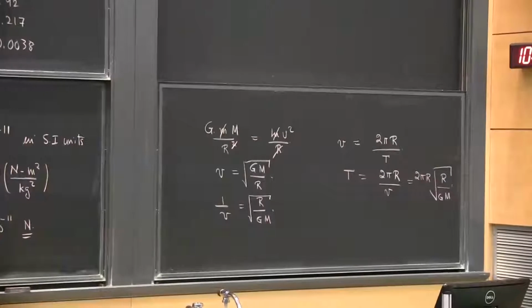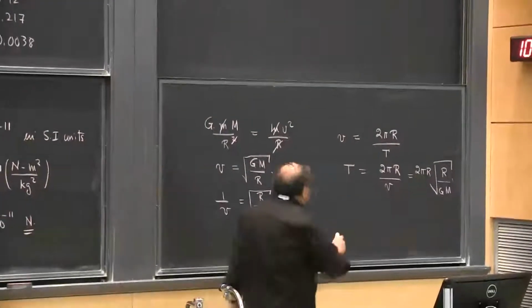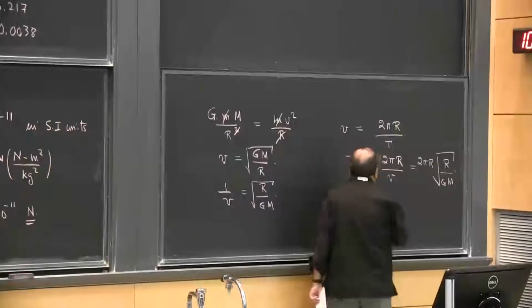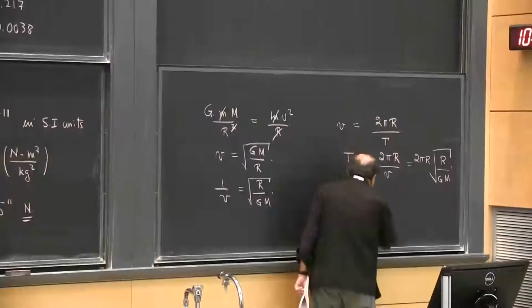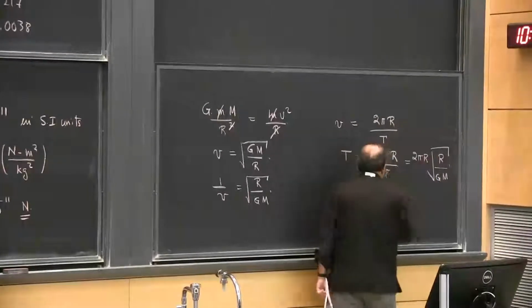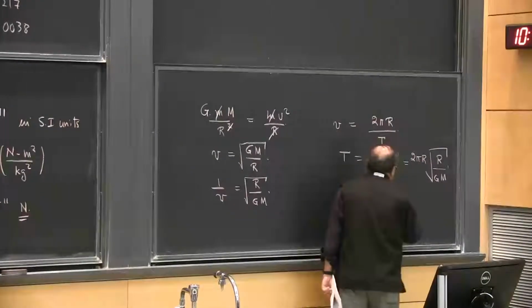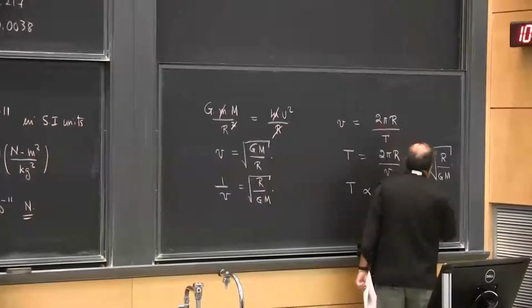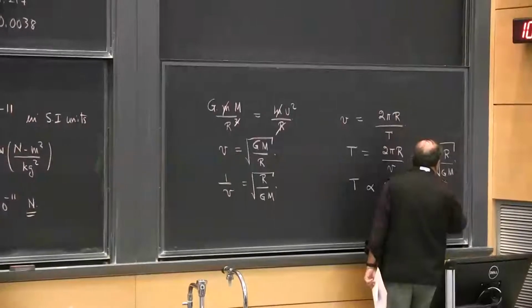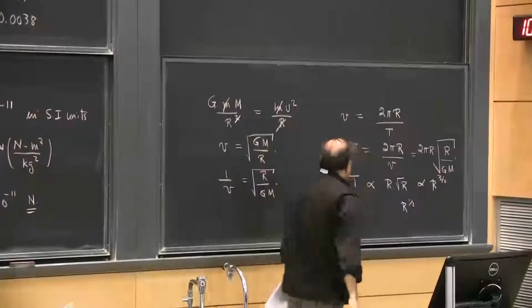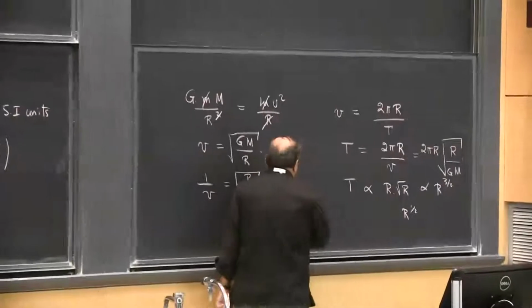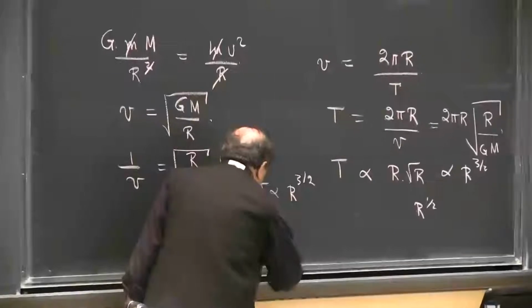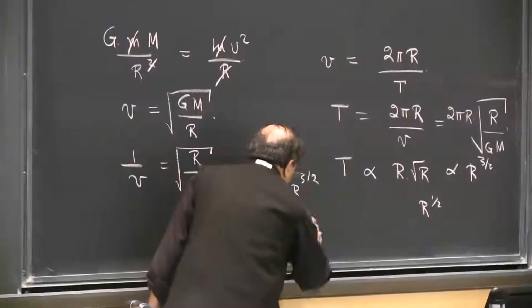So what does this tell us? It tells us that T, the period associated with going around the star, let's forget about the constant, is proportional to r times root r. Root r means r to the half, so it's proportional to r to the 1 plus a half, which is 3 halves. So T is proportional to r to the 3 halves. And if I square both sides, it means T squared is proportional to r cubed.